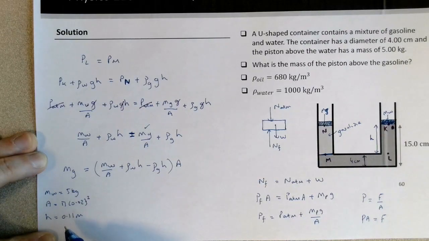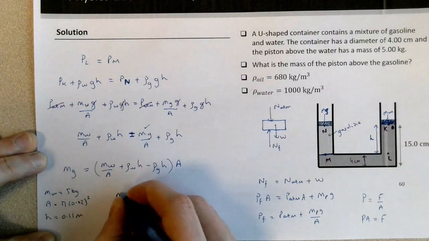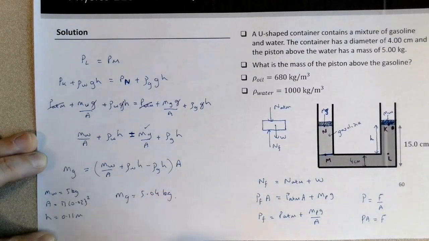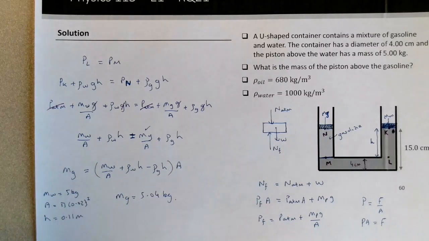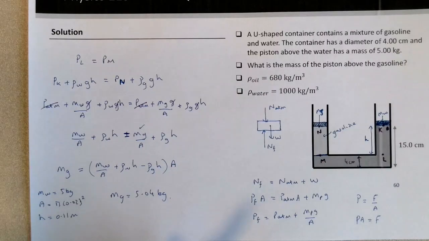Do I need anything else? No, I don't think so. And this mass works out to be 5.04 kgs, if you call that the mass of the gasoline piston and you end up plugging in these values. Okay, just double checking, I have everything. Yeah, that's good. That should be the answer.